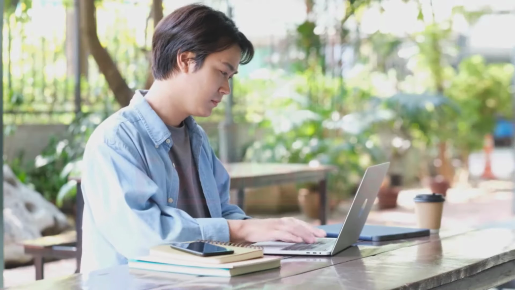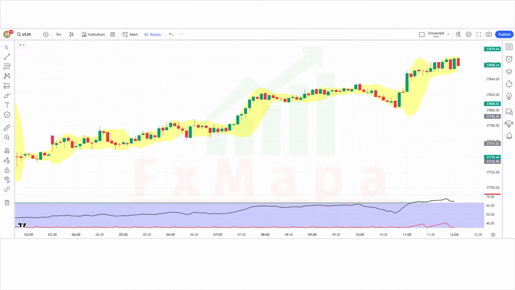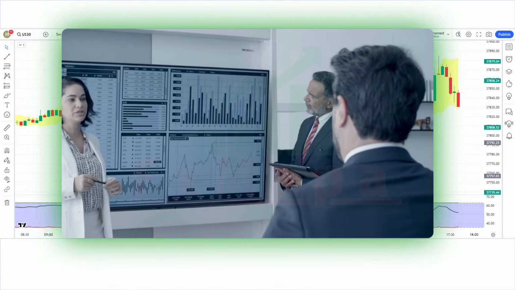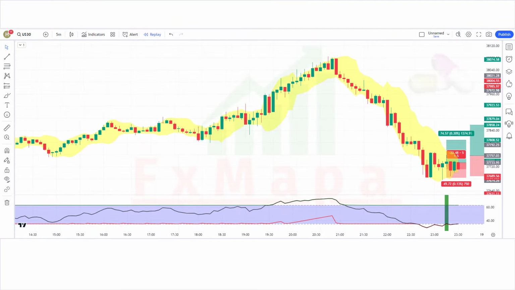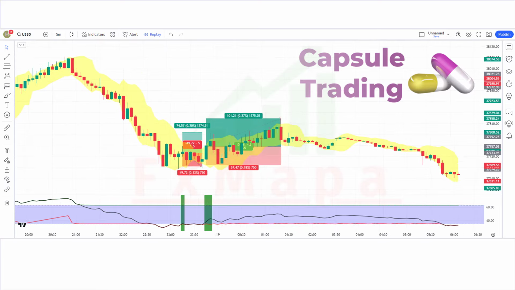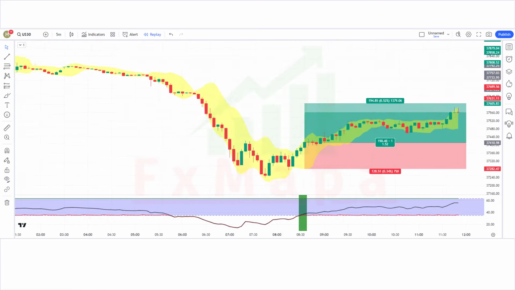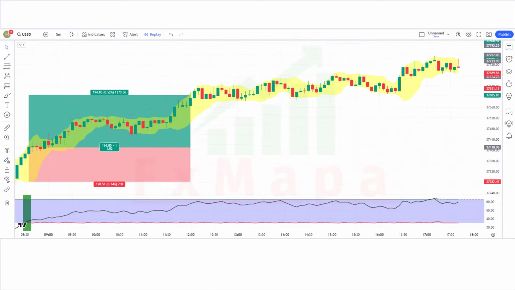Do you ever find yourself struggling to identify trend in the market? Well, you're not alone. Recognizing trends is crucial for success in trading, and that's where the trend detection indicator comes in. Today in this video we will discuss about capsule trading indicator. Just as a capsule is required for every disease, similarly a capsule indicator is required for profit in trading.